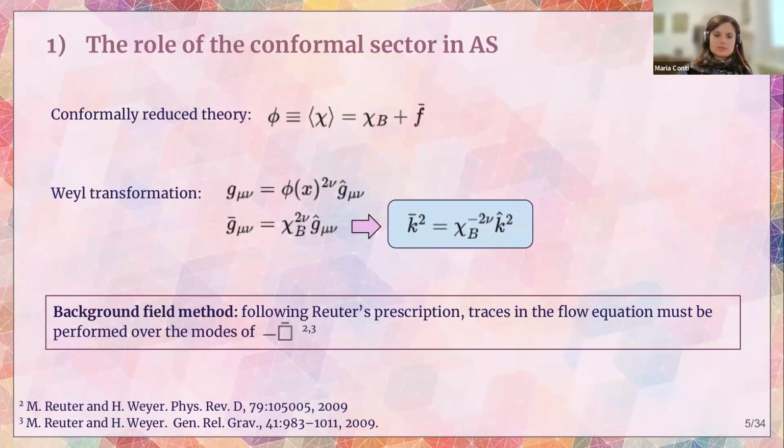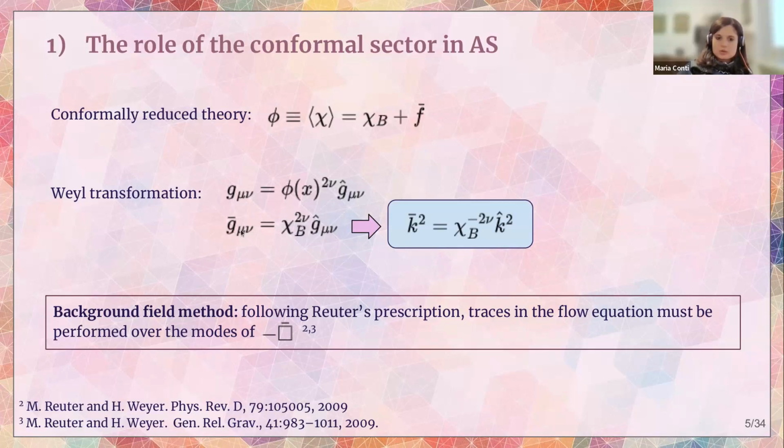So what happens? You start with a conformally reduced theory, so you have this conformal field phi, which is defined as the average of that fundamental field chi, which is split into two components. This field phi is the one appearing inside the Weyl transformation connecting this metric G_mu to the reference metric G hat_mu in a sense. Together with this relation, we can write a very similar relation regarding just the background component.